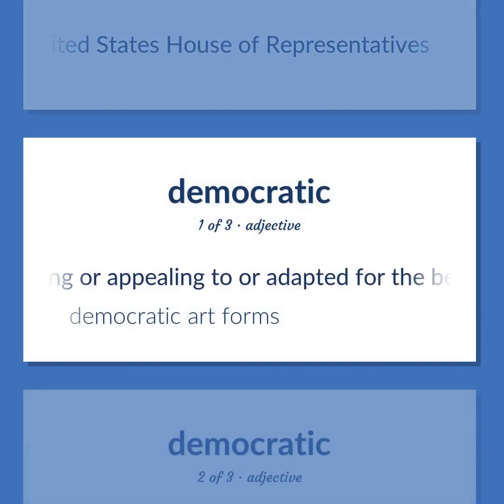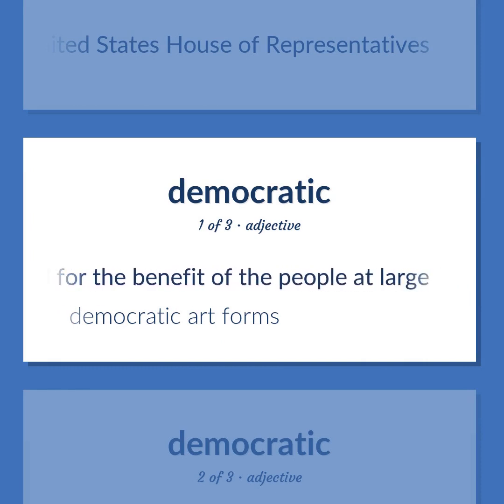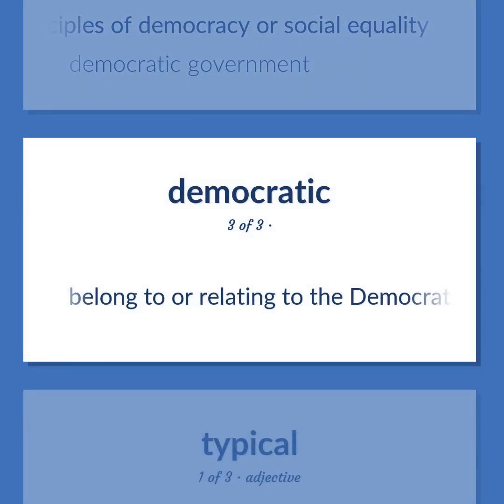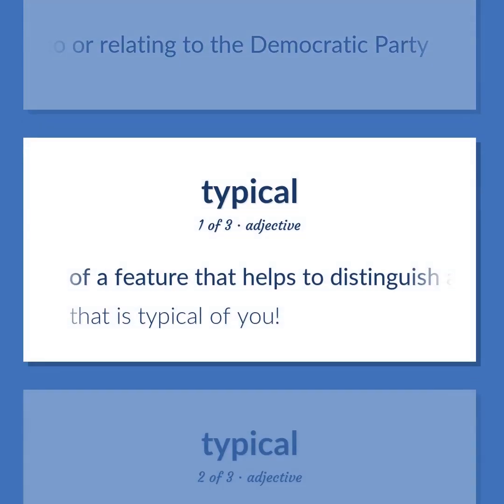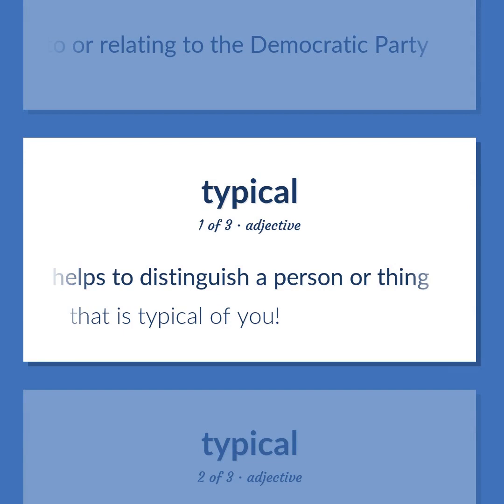Representing or appealing to or adapted for the benefit of the people at large. Democratic art forms. Characterized by or advocating or based upon the principles of democracy or social equality. Democratic government. Belonging to or relating to the Democratic Party. Of a feature that helps to distinguish a person or thing. That is typical of you.